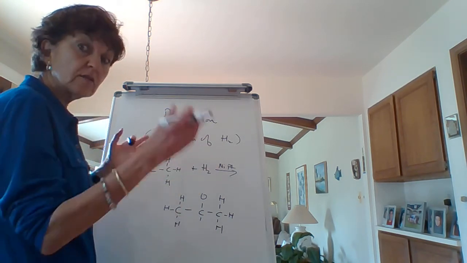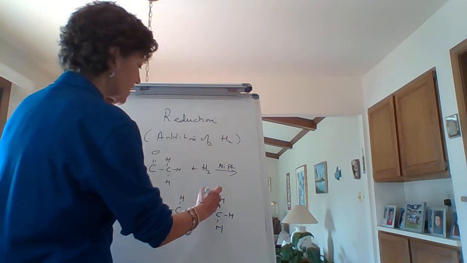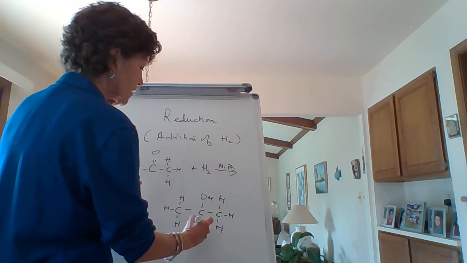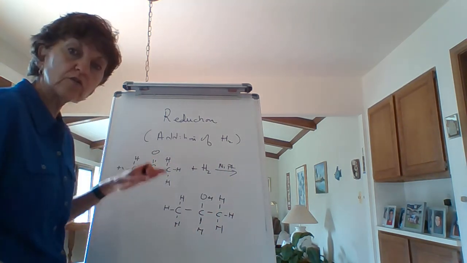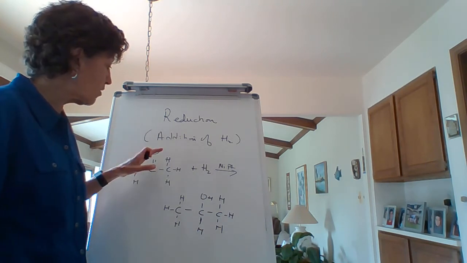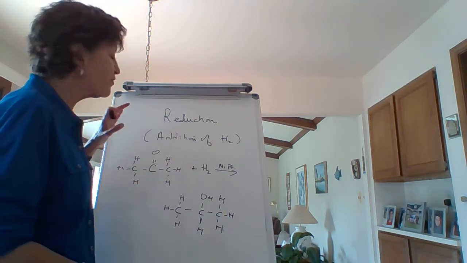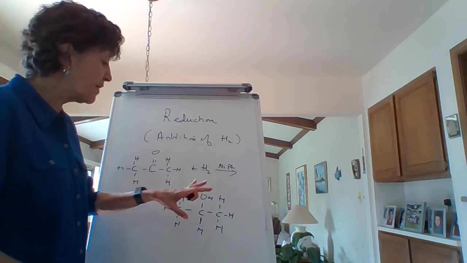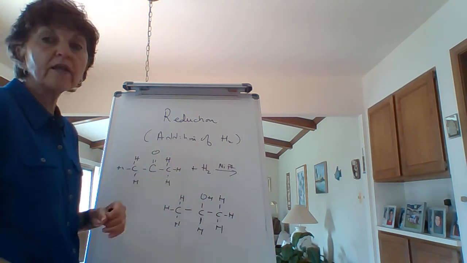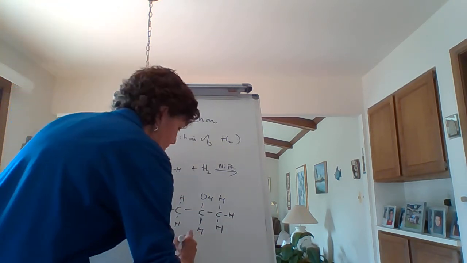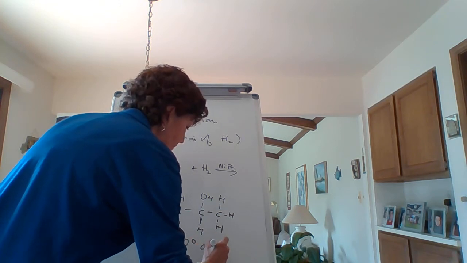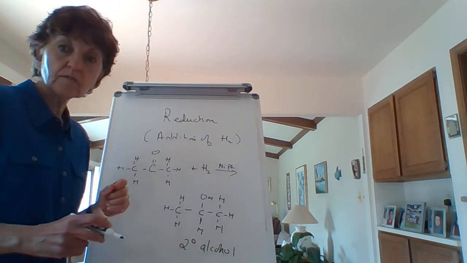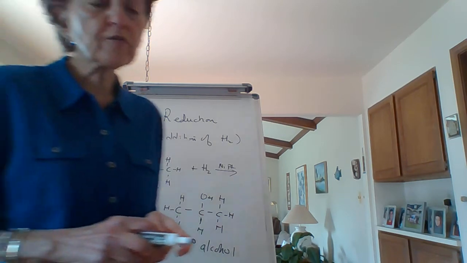All you need to know is, hey, the double bond breaks, an H comes here, and the other H comes here. So notice what you did. You turned a ketone into a secondary alcohol when you reduced it. Okay, so this is a secondary alcohol. Those are the main reactions that you need to know in this chapter.